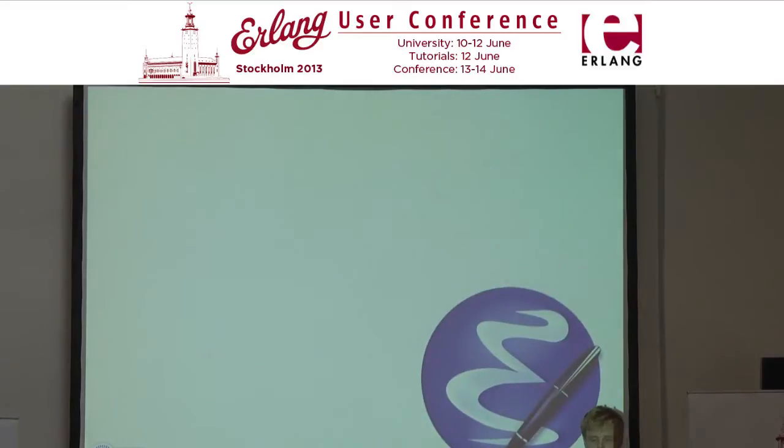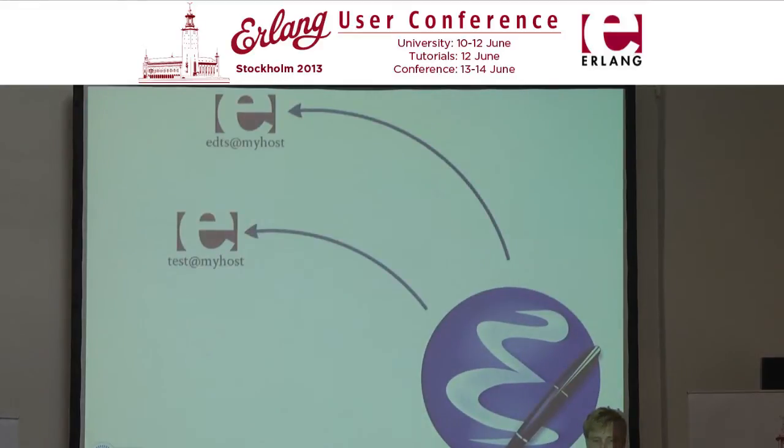So basically what happens when you open a module inside this project is that EDTS, the Emacs side of EDTS, will fire up two Erlang nodes and communicate with the primary EDTS node over REST, and then use normal Erlang distribution to communicate with your project node.